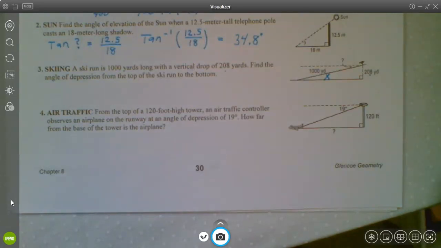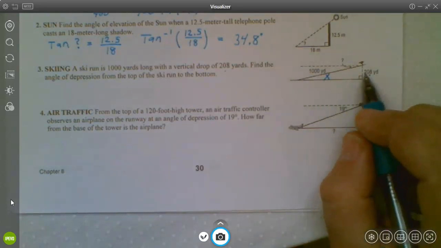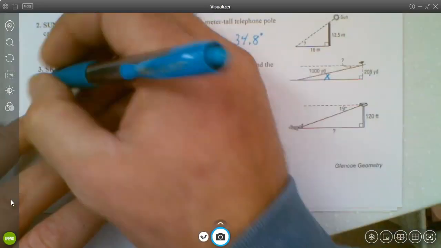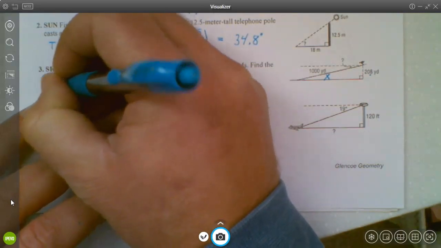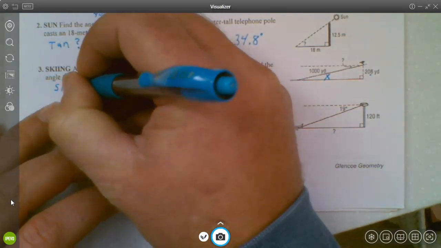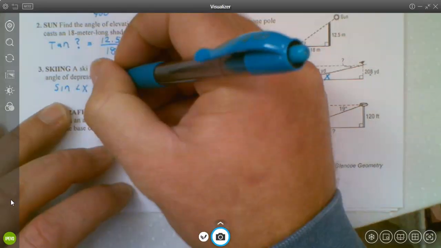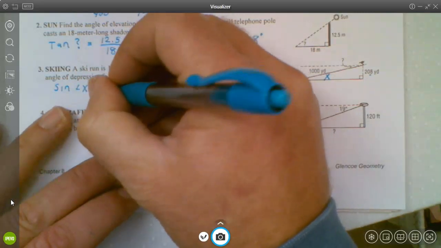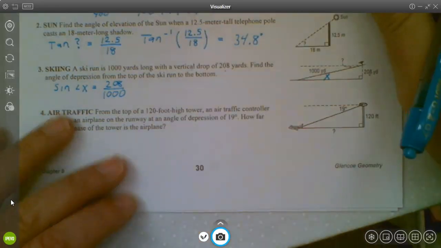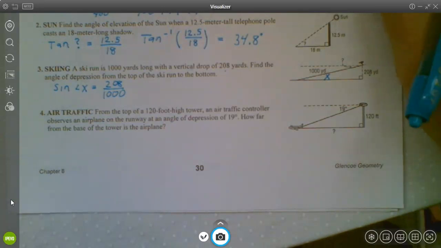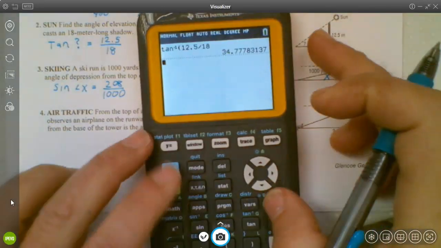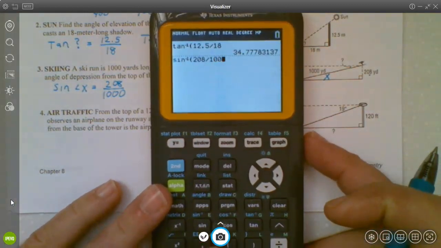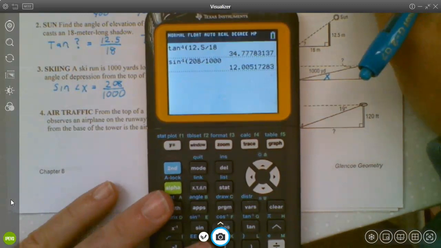So now we're back to SOHCAHTOA. From this angle, I'm working with the opposite leg and the hypotenuse, which is my sine function. So I'm going to say the sine of x equals opposite over hypotenuse. Right back to an inverse trig function. So we're going to do the inverse sine of 208 over 1,000. And we have our angle, about 12 degrees.